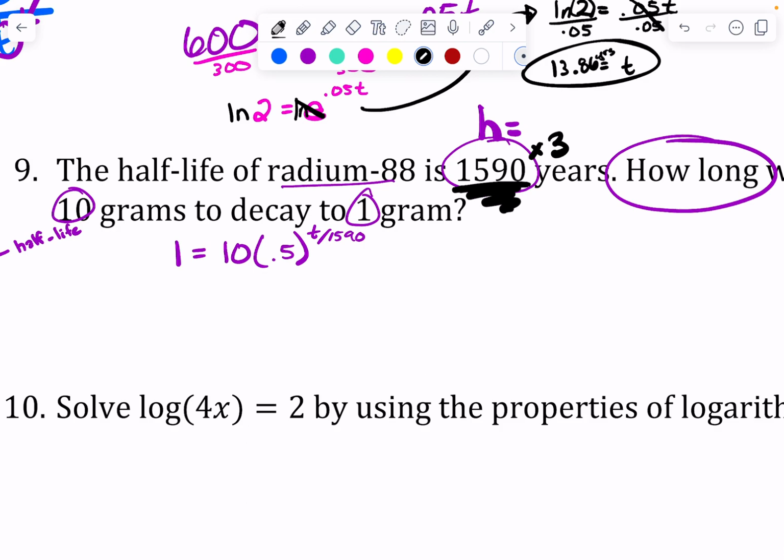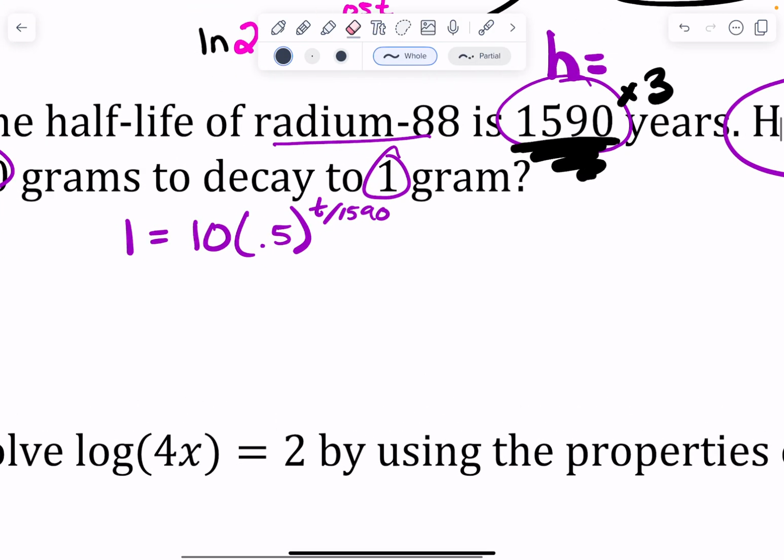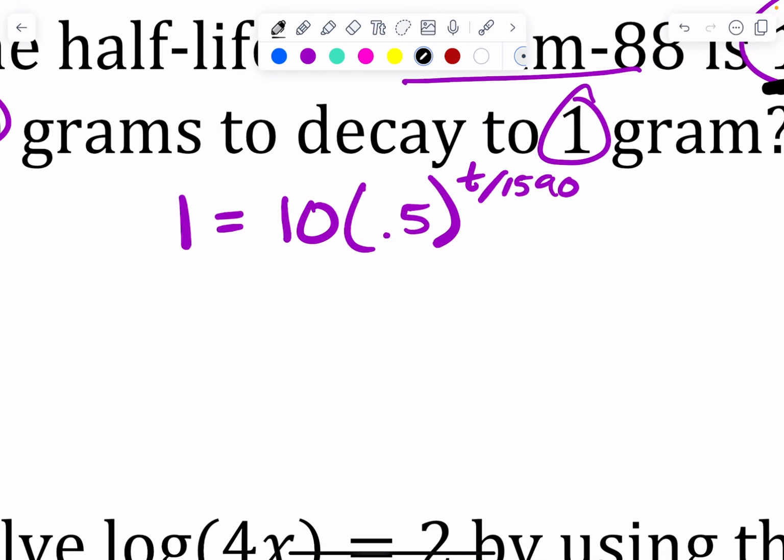Like think about what a logical answer would be. I'm going from 10 decaying to 1. It's split in half quite a few times, 3 plus times, right? So I've got to figure out what that is. All right. First thing I'm going to do, algebra, divide by 10.